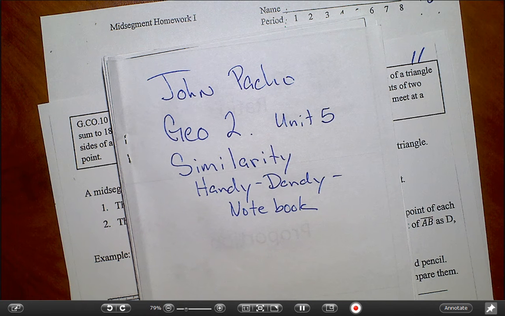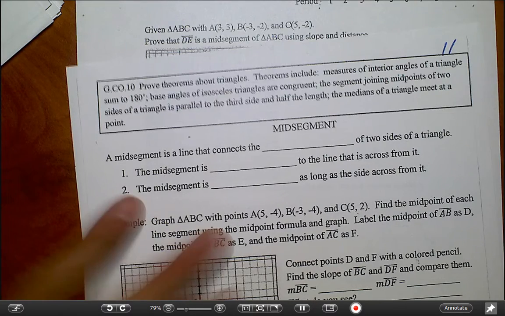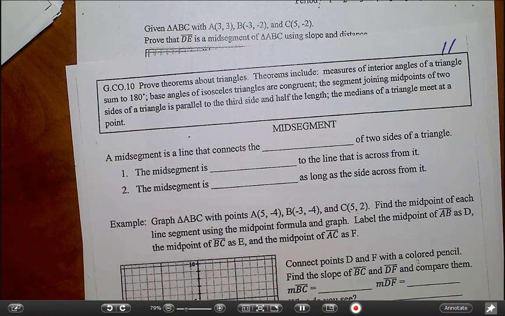All right, this is going to be the geometry, unit 5, and we are actually going to be doing mid-segment. So today's notes are going to be over mid-segment. We actually need the handy-dandy notebook to go back and do some of this stuff. So if you could, please make sure you do have this.